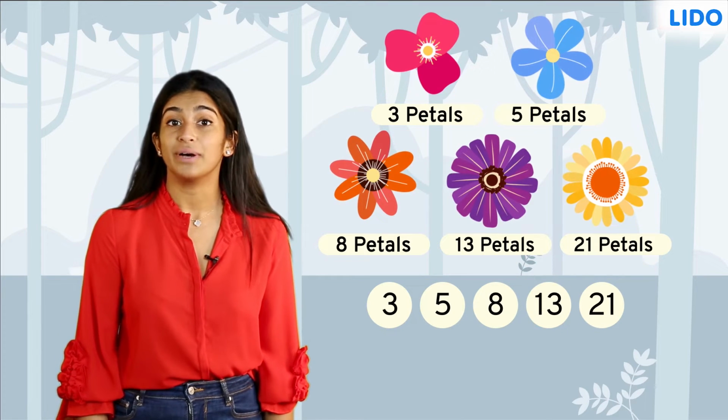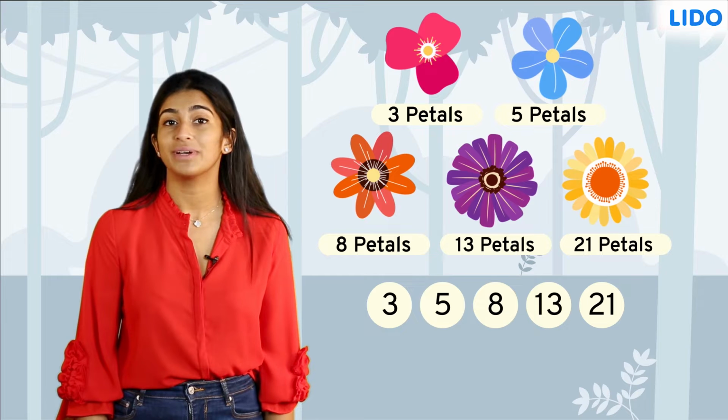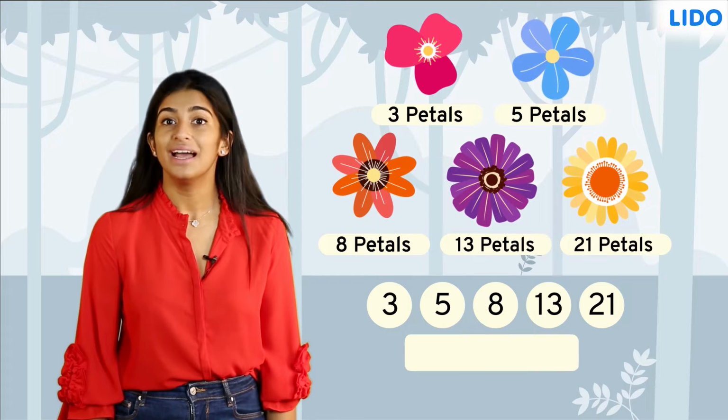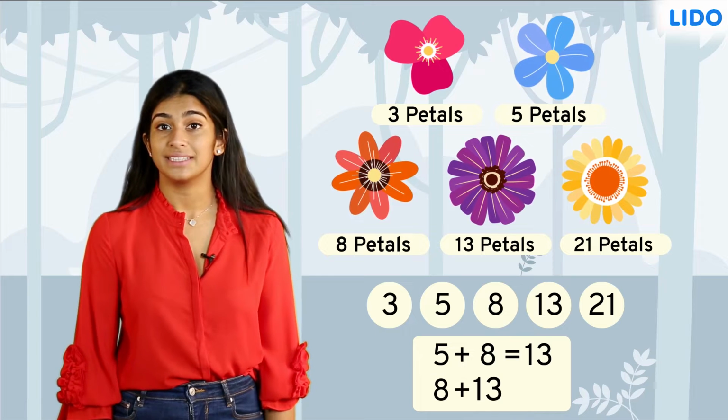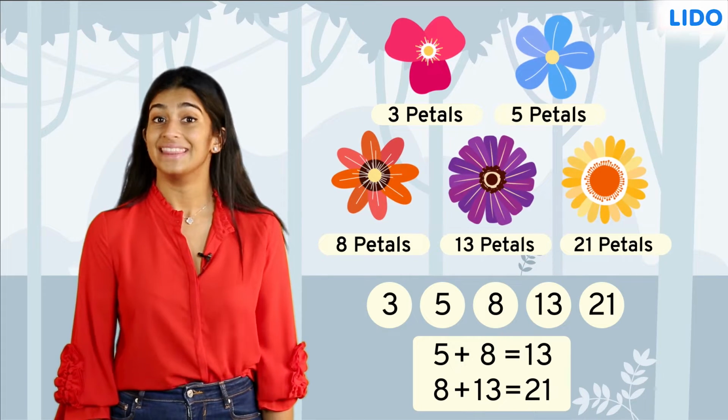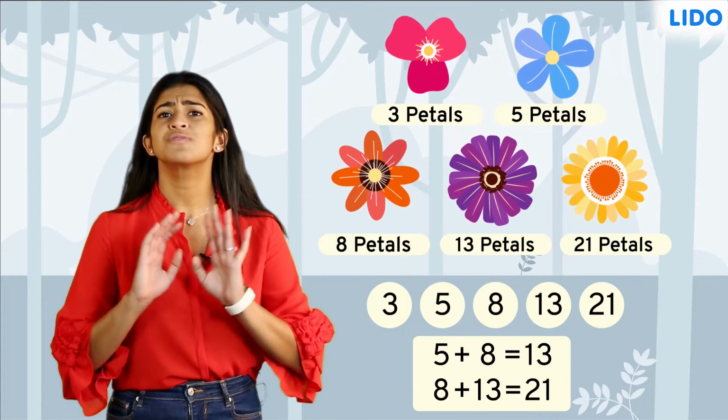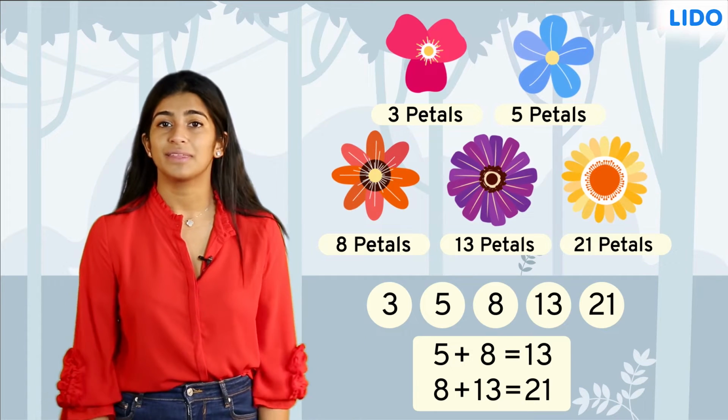You get each number by adding the previous 2 numbers together. For example, 5 plus 8 gives you 13 and 8 plus 13 gives you 21. This right here is the most fascinating pattern mathematicians have ever discovered.